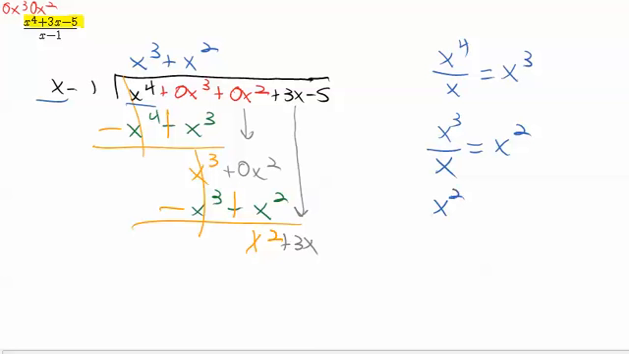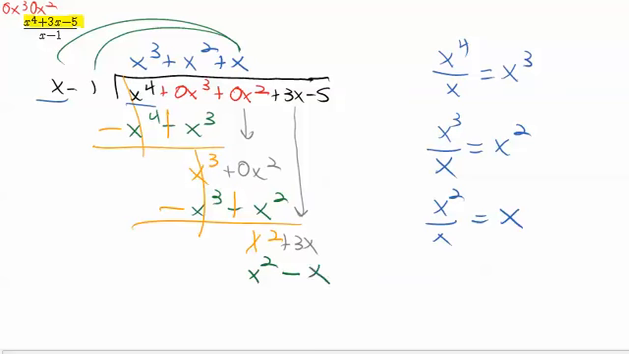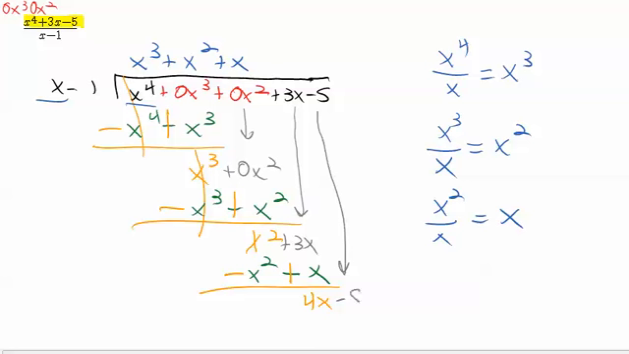Now the front term's an x squared. We divide out an x. That's going to leave us with just a single x plus x. Multiplying the x times the front stuff gives us x squared minus x. And again, before we combine these together, we're going to have to change the signs on the x squared and the x. 3x plus x is 4x. And we bring down the minus 5.